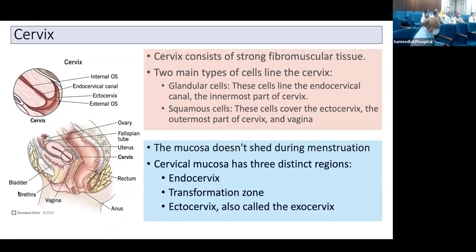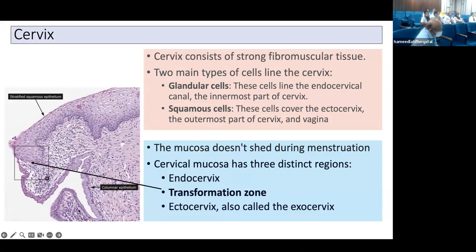So the cervix has, histologically, endocervix, transformation zone, and exocervix or ectocervix. This is the enlarged diagram here. And this is a good histological slide. Here you see the cuboidal epithelium, and it is going on like this. And this is the transformation zone because this is typical stratified squamous epithelium. This is columnar, and this is the transformation zone where it changes from columnar to stratified squamous epithelium.